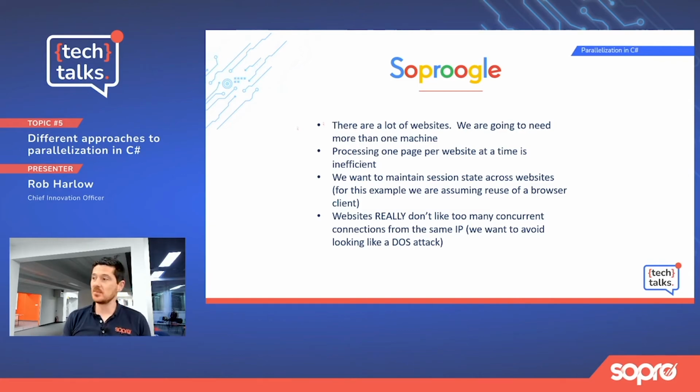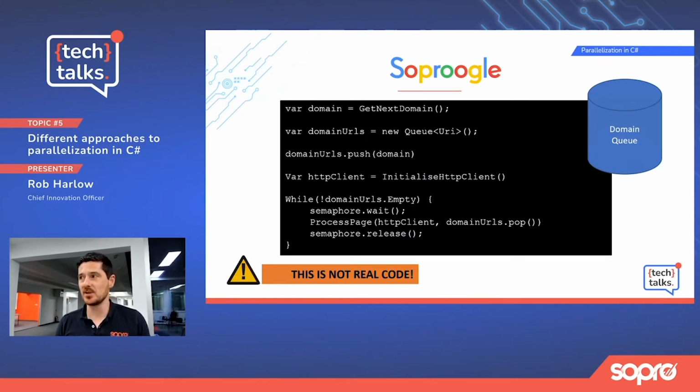Coupled with that, websites really don't like too many concurrent connections. It's the basis of a DOS attack. There's lots of security in place. We don't want to look like we're trying to take websites down. And so taking all those requirements, there's no one single approach to parallelization as we've defined it that would fit. However, a combination of these things allows us to solve this fairly complex problem, which would look something like this.